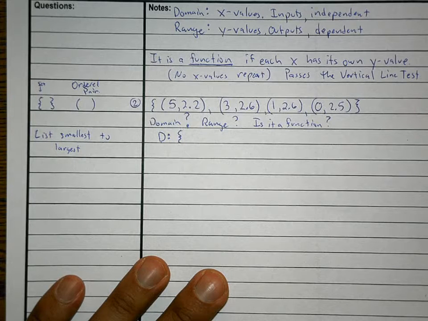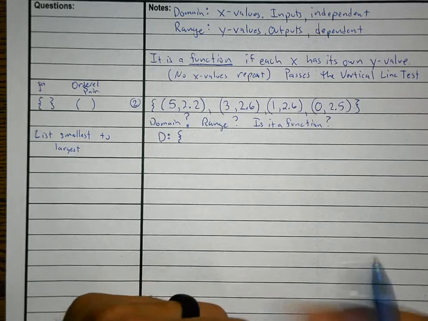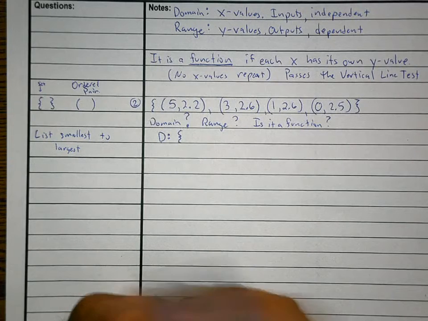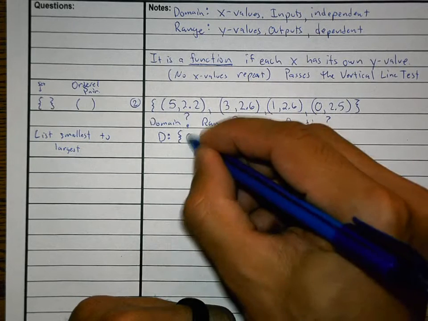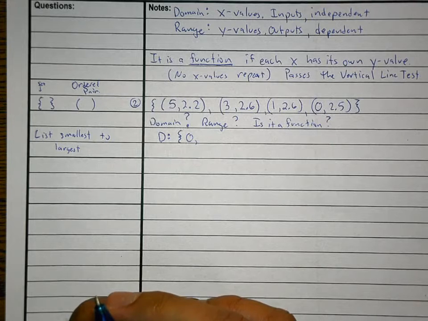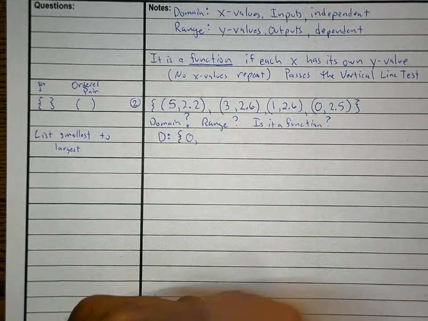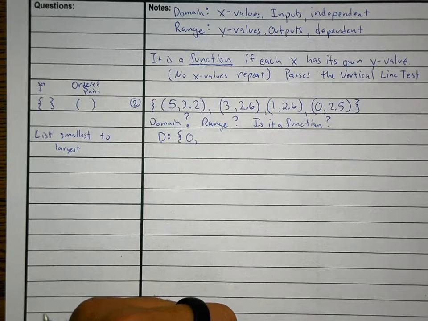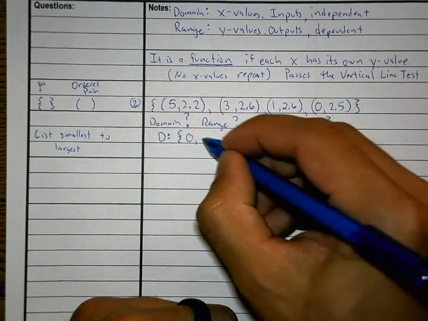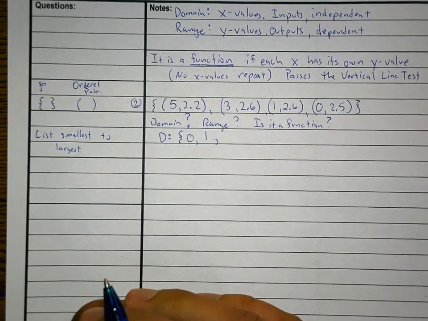It doesn't change the domain. It's just what you're given. What is the domain? What's the smallest x value that we have? 0. That is the smallest x value we have. What's the next smallest? 1. And the next smallest? 3.